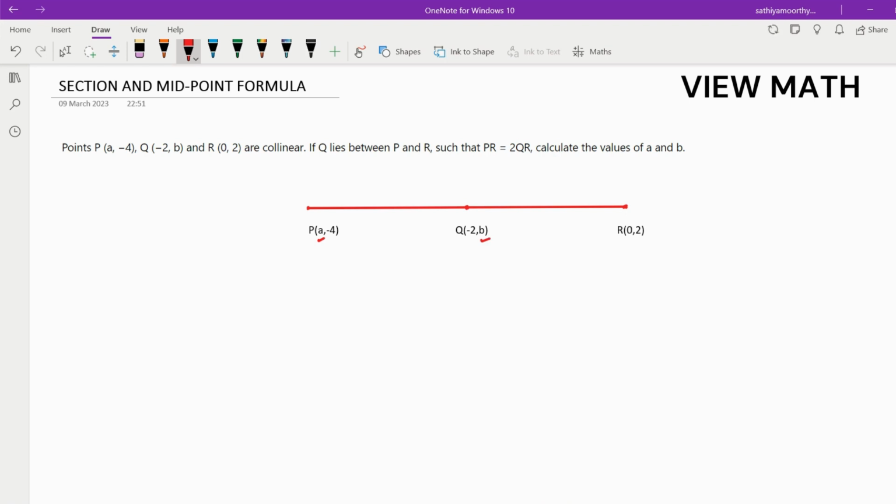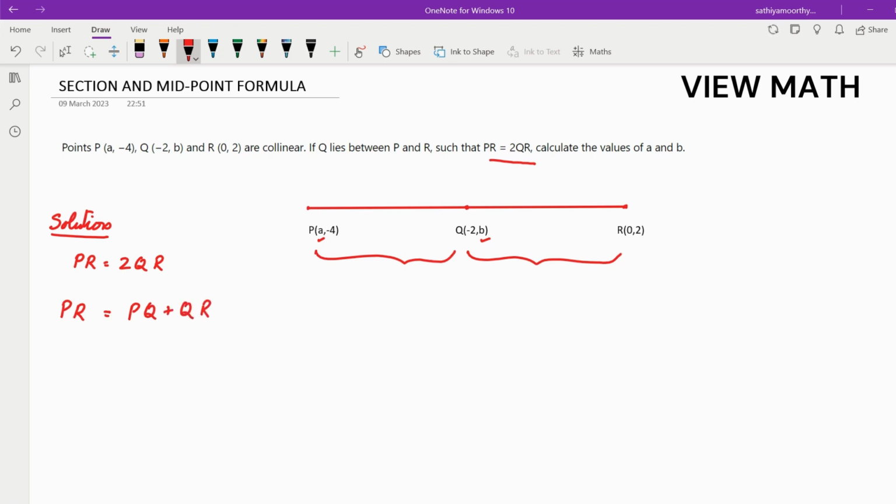And one more condition they have given, PR is equal to 2 times QR. So I'm going to find out the unknown values. Now I can see that PQR are collinear. So now I'm going to take PR. PR is equal to, shall I write PR as PQ plus QR? PQ plus QR I'm going to write.